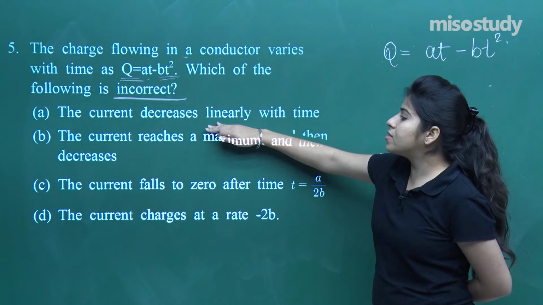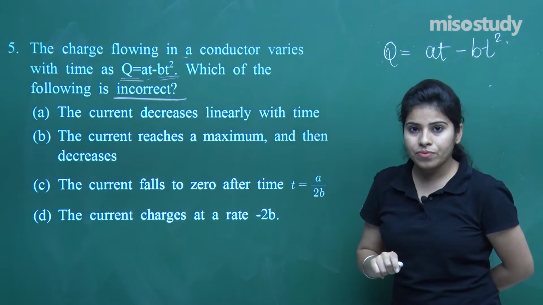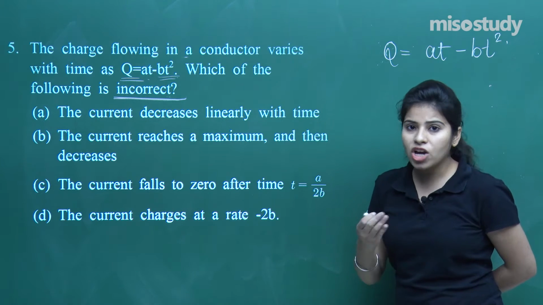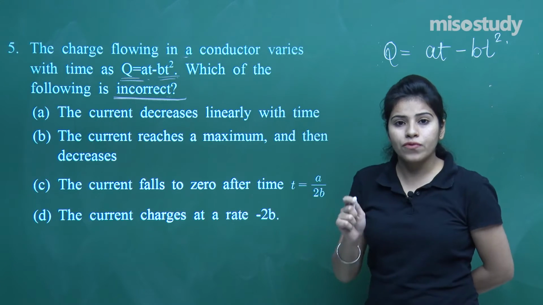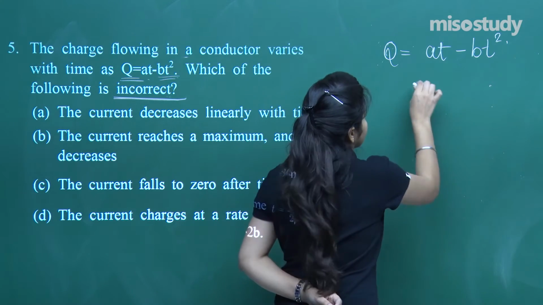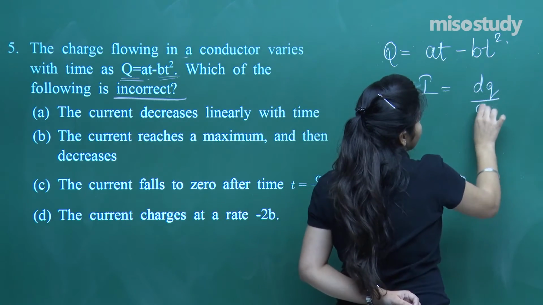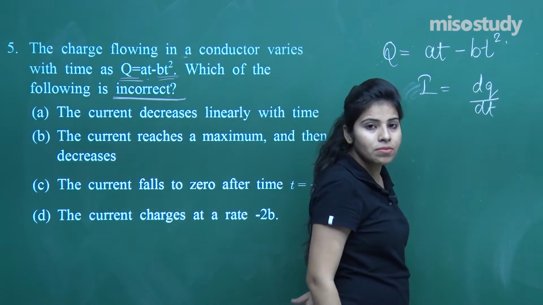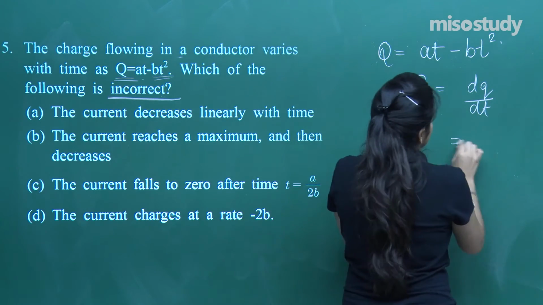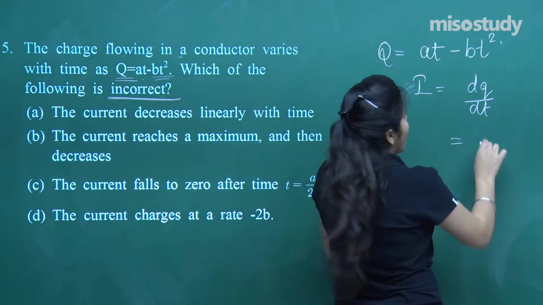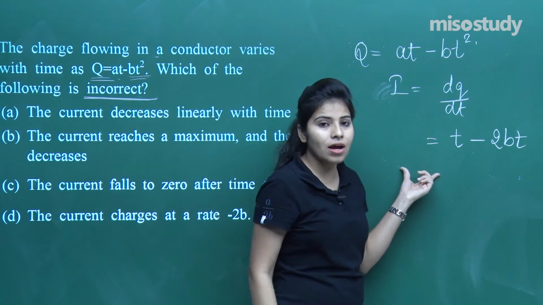Now we will first see the option that the current decreases linearly with time. What is current? Charge per unit time. The charge has been given as Q, so to find the current, that will be dq upon dt. Everybody knows, charge per unit time. So you have to differentiate this with respect to time. If you differentiate it, you will have A minus 2BT. This will be the current.